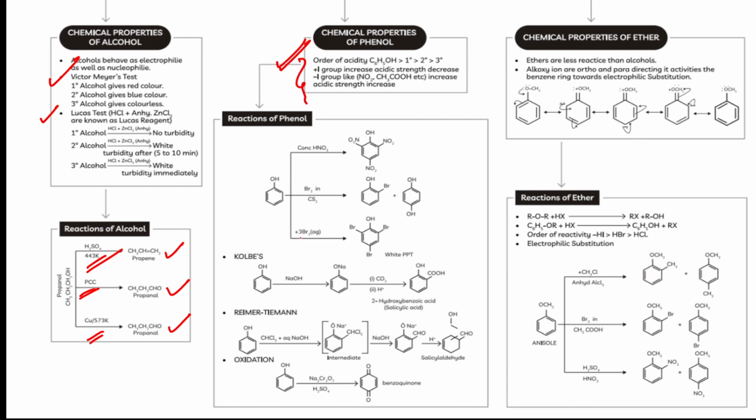Then reactions of phenols. If you take concentrated nitric acid, with OP directing groups, you get 2,4,6 trinitrophenol. If you take bromine in carbon disulfide, you get the ortho product, along with a byproduct. And if you take aqueous bromine, you get tribromophenol, a white precipitate. Like that, Kolbe's reaction, Reimer-Tiemann reaction, and oxidation are mentioned.